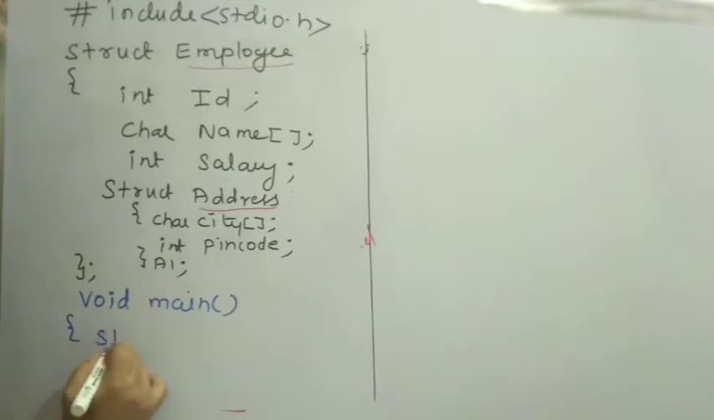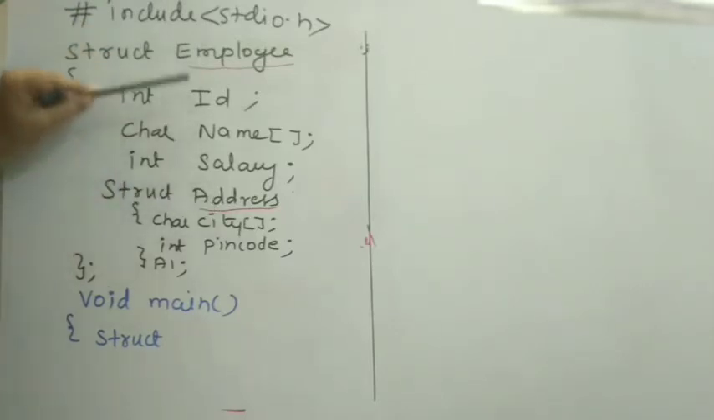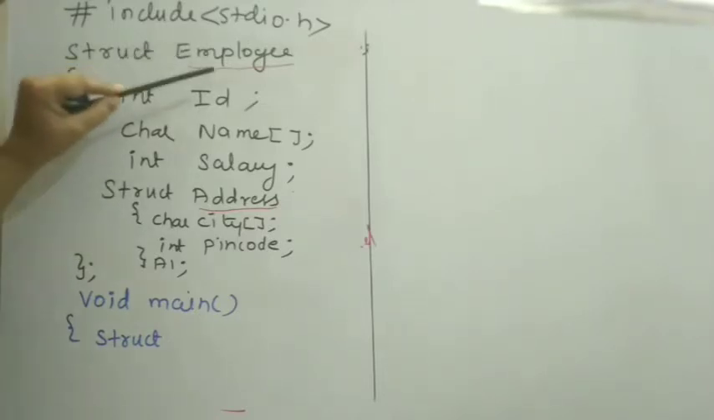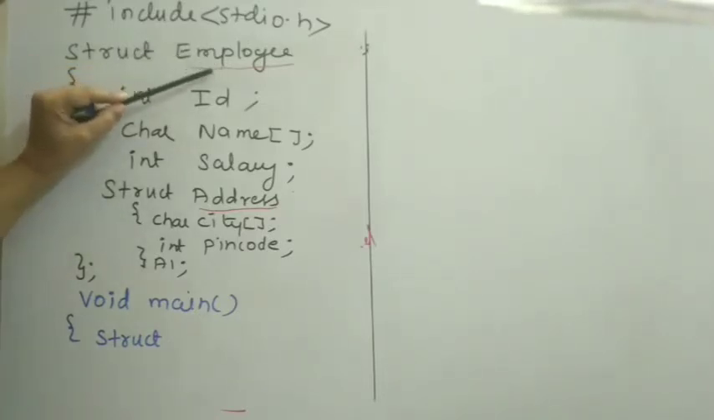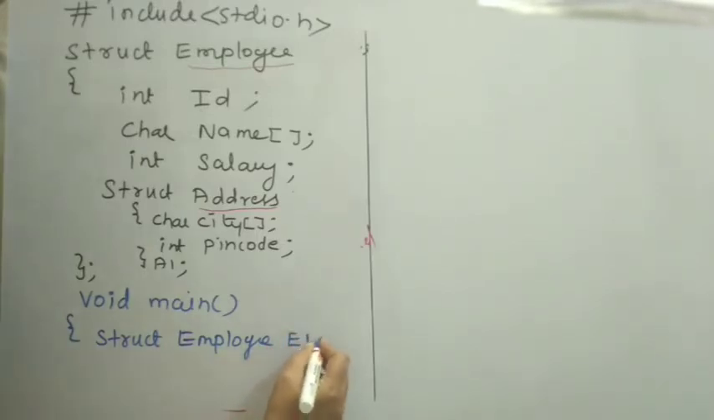Okay, structure variable declaration starts with the keyword struct. Okay, and then for which structure do I need to declare a structure variable? Inner structure is address, outer structure is employee. I need to declare a structure variable for the outer structure, that is employee. Okay, for employee I am going to declare a structure variable E1.